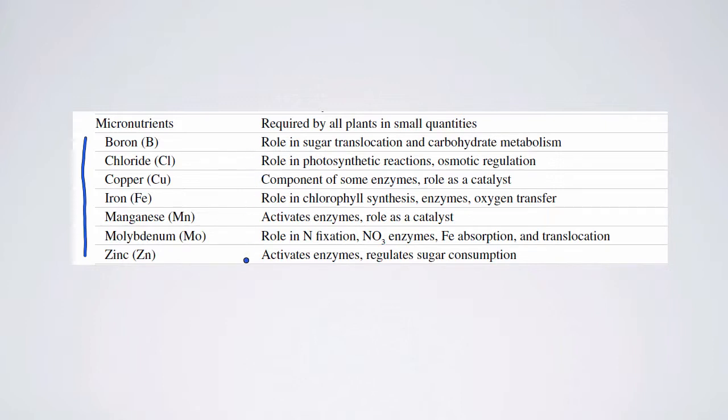And it's good to take a look at some of the roles of these micronutrients in plants. For example, iron is important for chlorophyll synthesis and oxygen transfer, whereas zinc activates some enzymes. So more important than some of the roles of these micronutrients is that they're required, and you can have limitation by each of these in plants.